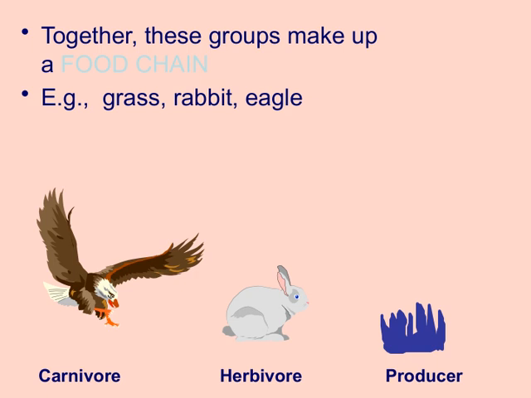It's important to understand that producers are the foundation of the food chain because they provide energy for all the other organisms. Herbivores, like the rabbit, are primary consumers that eat the producers. Carnivores, like the eagle, are secondary or tertiary consumers that eat other animals. Recognizing these groups helps us see how interconnected and dependent each organism is within an ecosystem. This concept is key to understanding ecological balance and the flow of energy in nature.